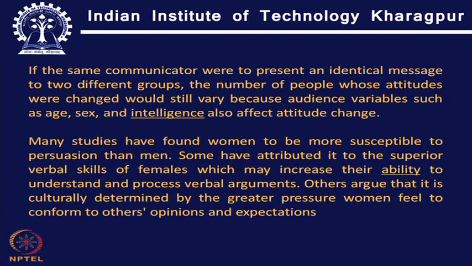But all said and done, if the same person is communicating to two different groups, it may be possible that the attitude of one group is getting influenced while the other group is not, because again there are individual differences, factors like age, sex, intelligence, and these are audience variables which may affect the attitude change. Whatever be the nature of the source, communicator, and the message, audience variables are also responsible for whether an attitude gets changed or not.